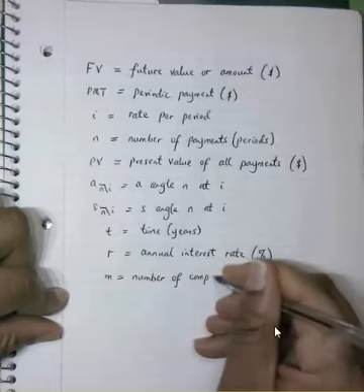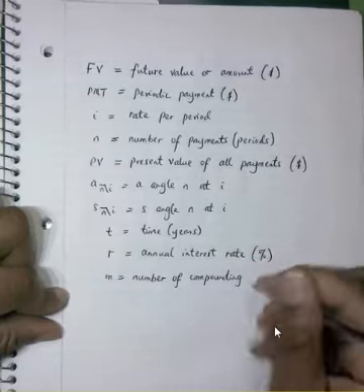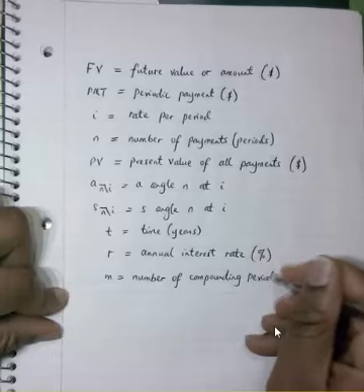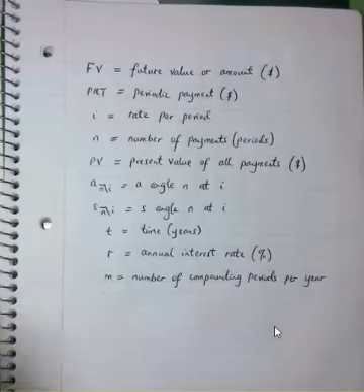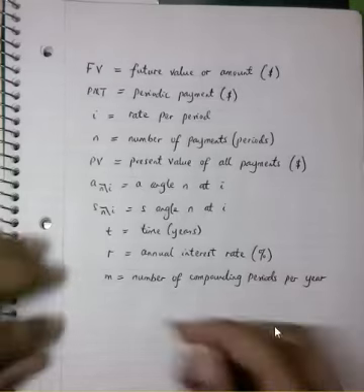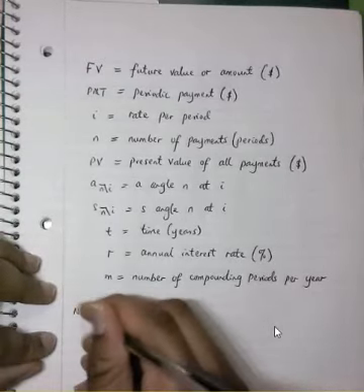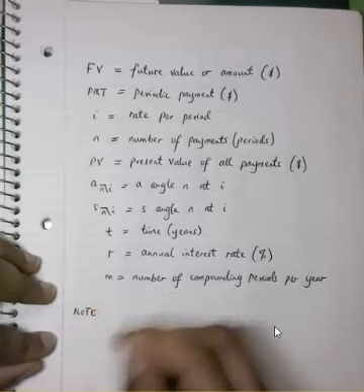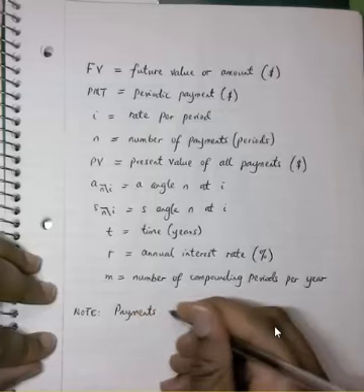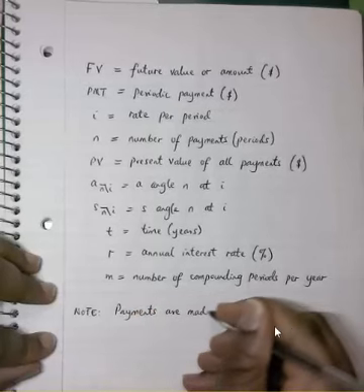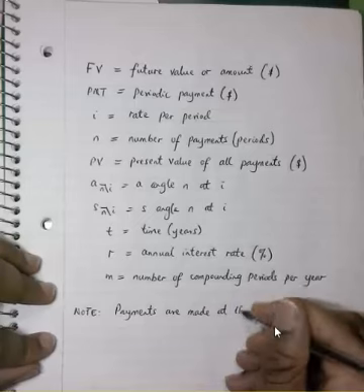So please, it is also recommended that you view interest first before you do annuities, because some of the calculations we'll come across here will involve compound interest as well. Okay, you know, this is a kind of note. We are using ordinary annuities. Okay, payments are made at the end of each period.